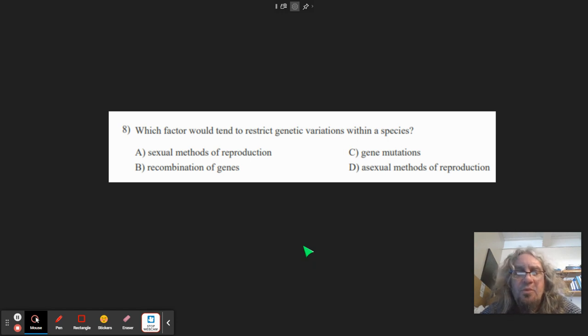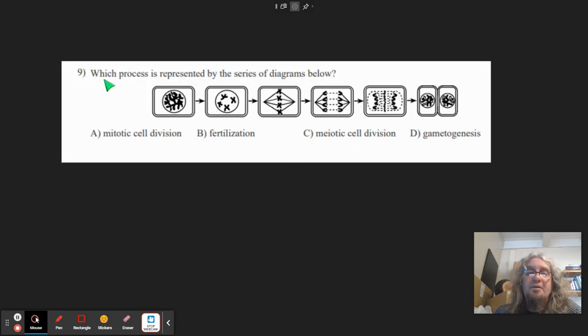Question eight, which factor would tend to restrict genetic variations within a species? A, sexual methods of reproduction, B, recombination of genes, C, gene mutations, or D, asexual methods of reproduction? Question nine, which process is represented by the series of diagrams below? A, mitotic cell division, B, fertilization, C, meiotic cell division, or D, gametogenesis.